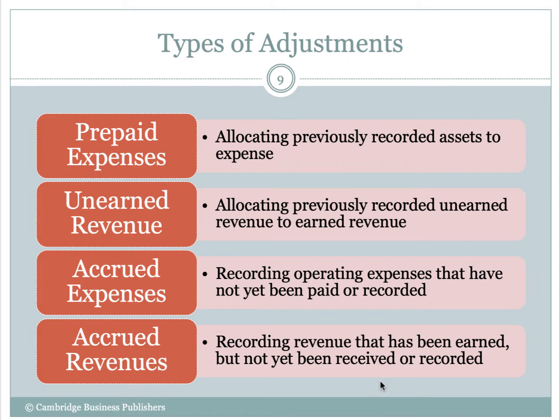So we have a number of adjustments here, right? We have 4 actually that we're going to look at. We have prepaid expenses and unearned revenue. We have accrued expenses and accrued revenues. So what's the difference between these? Well, prepaid expense says that we are allocating previously recorded assets to an expense. Okay, let me give you an example of prepaid expenses.